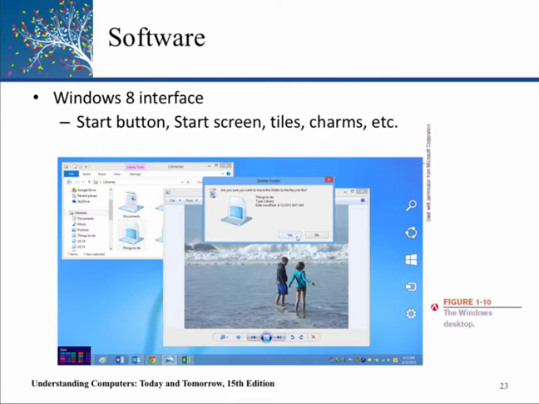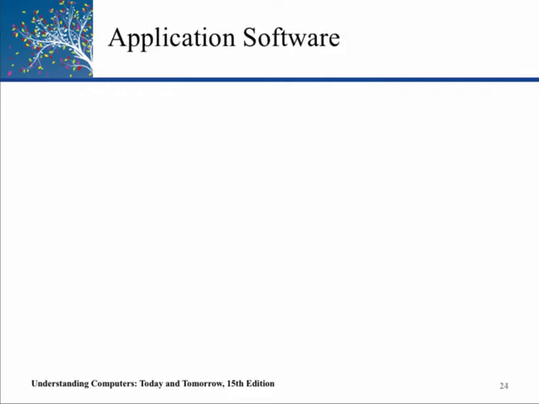But let's talk about the different groupings of software. Now, the system software, which is Windows or OS X, that is the software that actually interfaces with the hardware, that makes the hardware do what it needs to do. It provides those base level instructions. Once we have that operating system installed, then we can use application software.